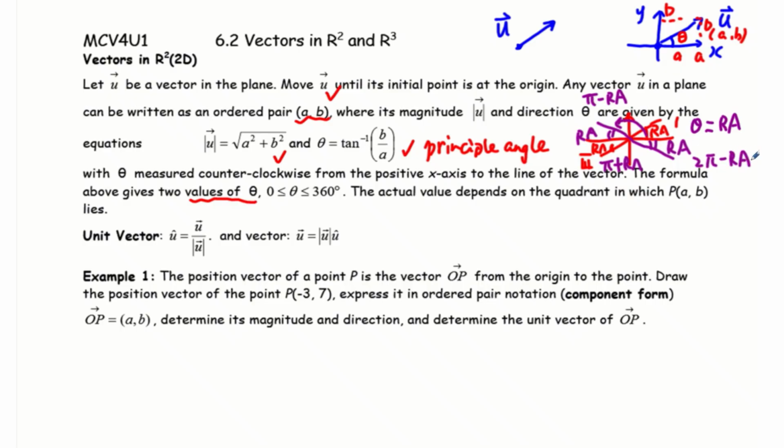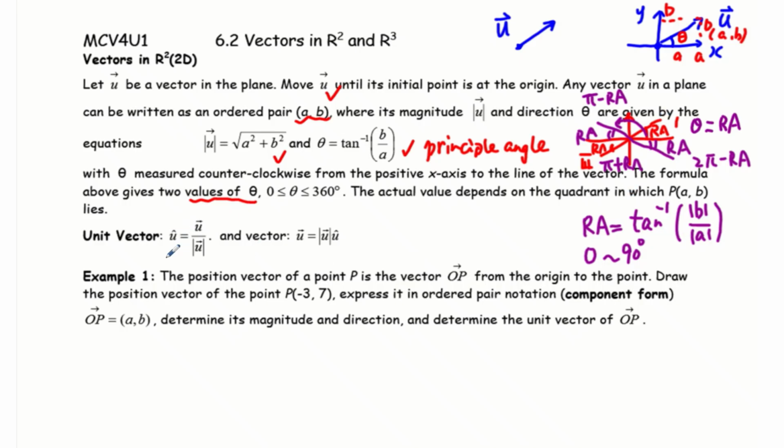So from here you will see we always want to find the related acute angle. How do we find it? We just use the positive A and B, because the related acute angle is from 0 to 90 degrees, so the tangent will always be positive.